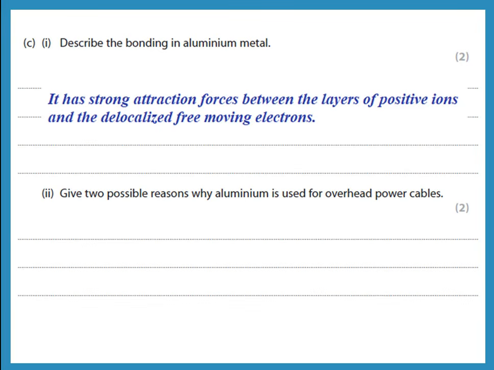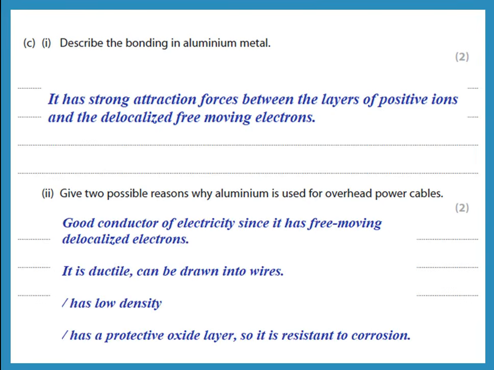Give 2 possible reasons why aluminium is used for overhead power cables. Remember that we said when we use aluminium for overhead cables, basically because it's a good conductor of electricity. Any metal is a good conductor of electricity because it has free moving delocalized electrons. A metal is also ductile, so it can be drawn into wires.